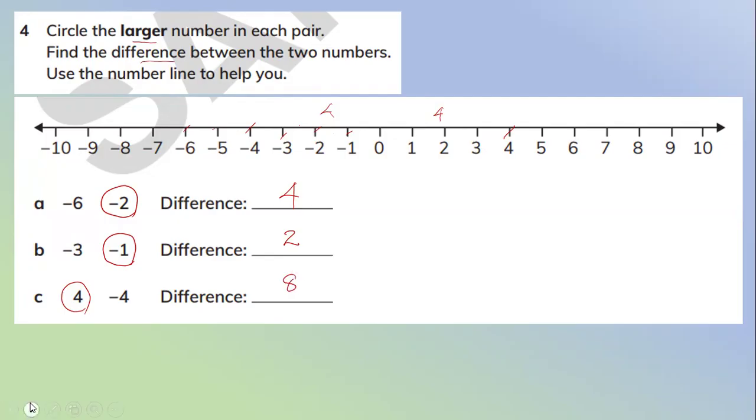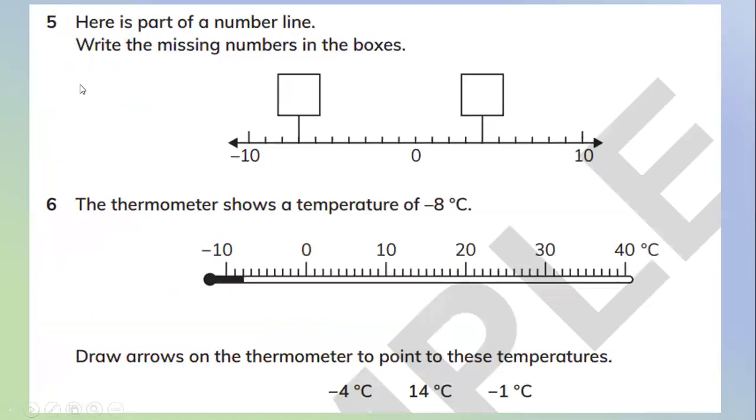This is number 4. Number 5. Here is part of a number line. Write the missing numbers in the boxes. So let's check the scales first. Between 0 and 10, there are 10 units. So each unit is 1. Each unit is 1. So -10, -9, -8, this is -7. From 0, this is 0, 1, 2, 3, 4.